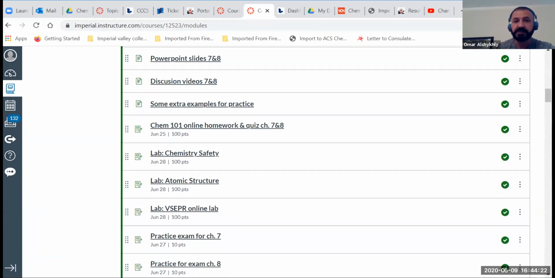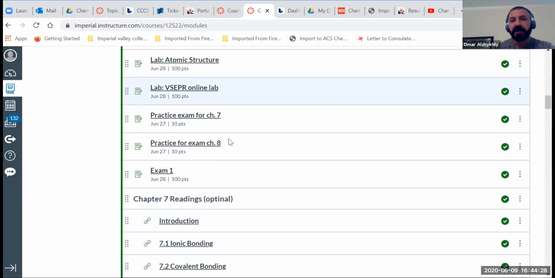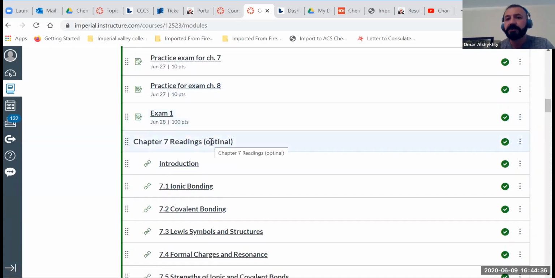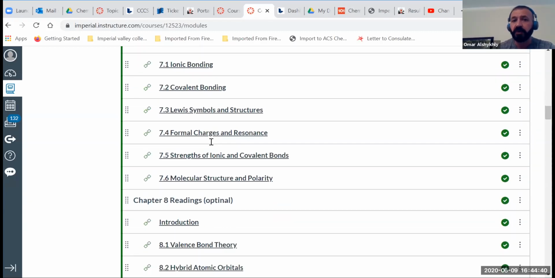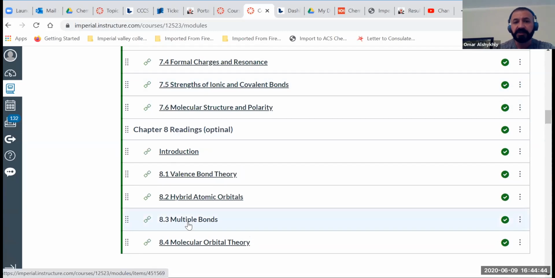Look here, this is the lab, atomic structure through LabStar, this for online, practice for exam chapter 7, chapter 8, the exam. These, after the exam, are optional. It's a reading optional, which I get from your free book, okay? So this is for chapter 7, this is for chapter 8, and you're done for the first week. After the exam, you're done for that week.